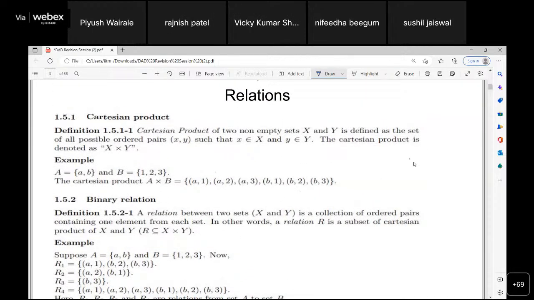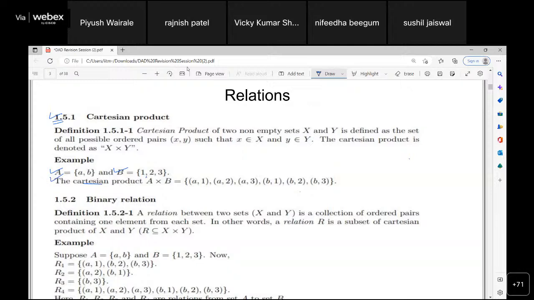Let us first discuss what the Cartesian product is. Suppose I want the Cartesian product of two sets, set A and set B. The Cartesian product of A and B is the combination of each element with each element of the other set, like A1, A2, A3, B1, B2, B3. This is the Cartesian product of the two sets A and B.